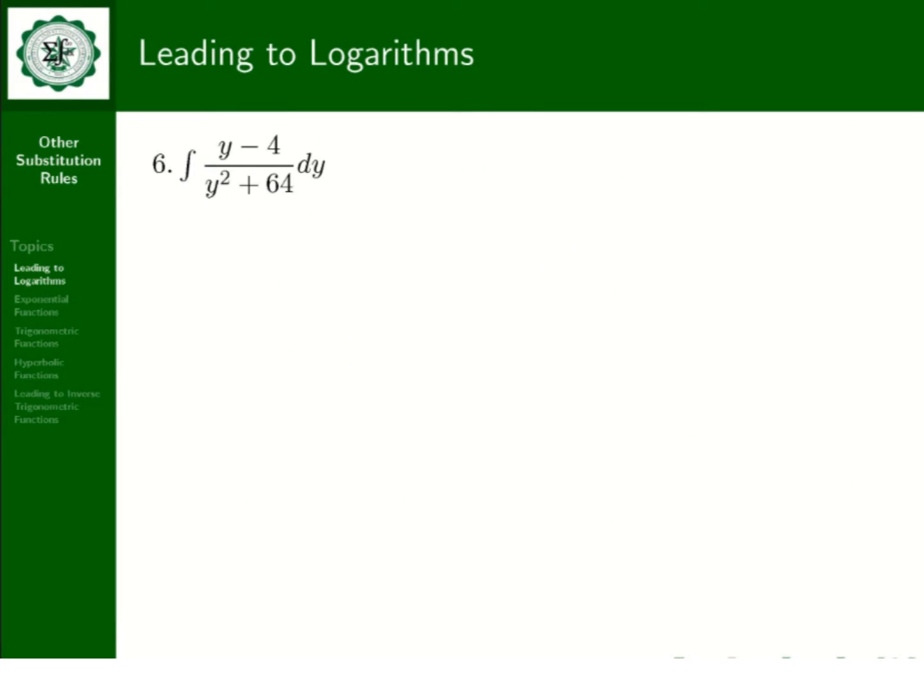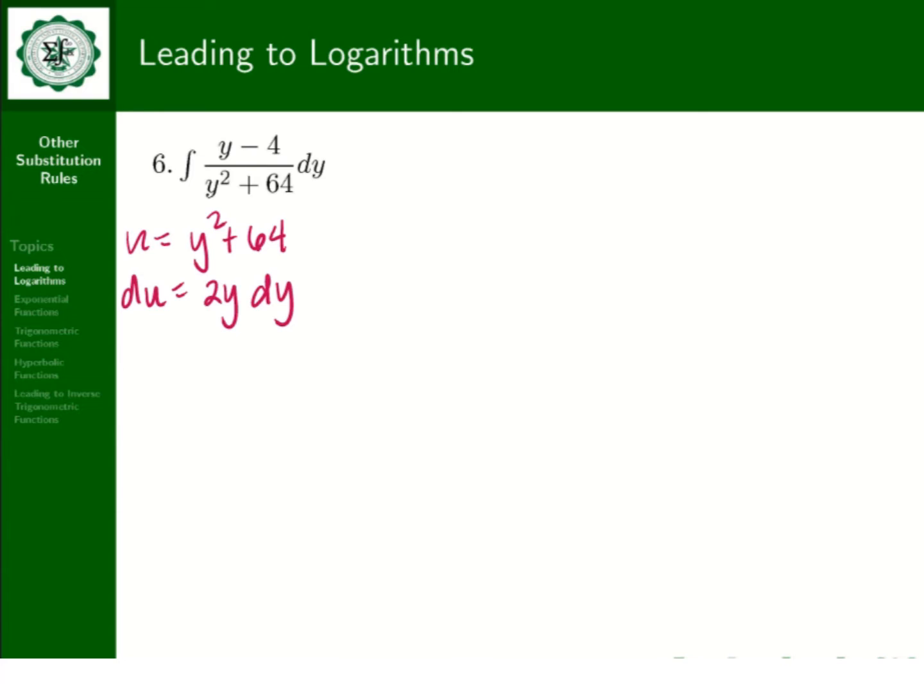For example 6, we need to find the indefinite integral of y minus 4 over y squared plus 64 dy. Following the formula for logarithms, we are going to let the denominator be u, so that would be y squared plus 64, and then du is equal to 2y dy. Note that in the given, we have y minus 4, whereas in the substitution, we need to have only y dy or 2y dy.